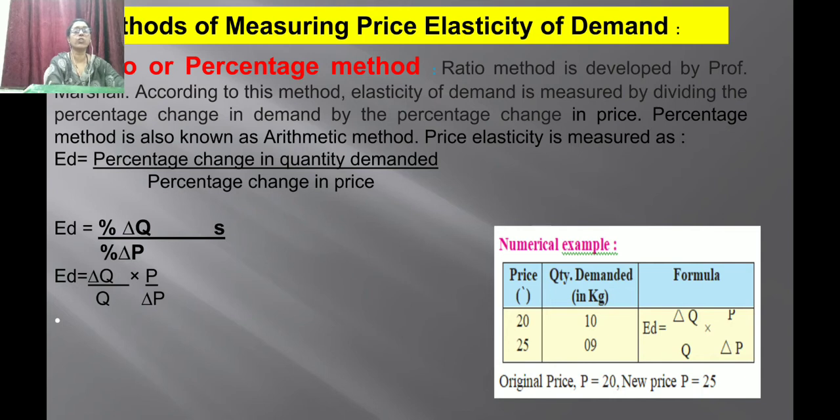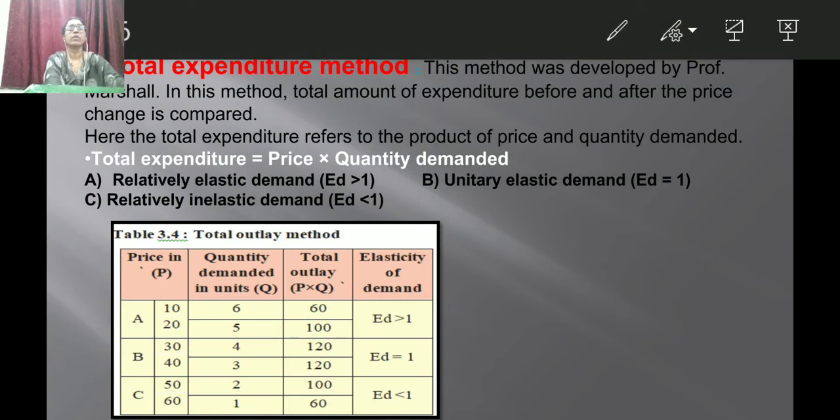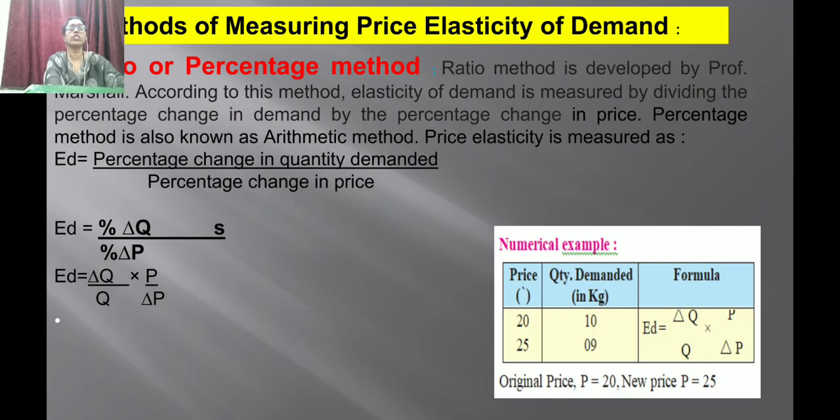When you get this 0.4, what will you understand? 0.4 is less than 1. So elasticity of demand is, in the percentage method, less than 1, according to this numerical example. So you got the percentage method, what you have to write.